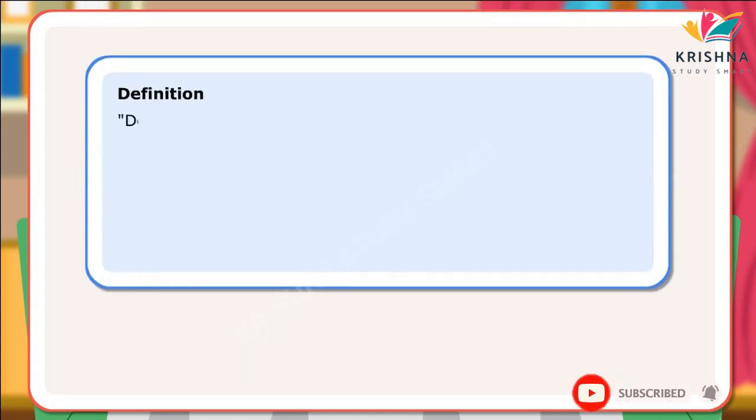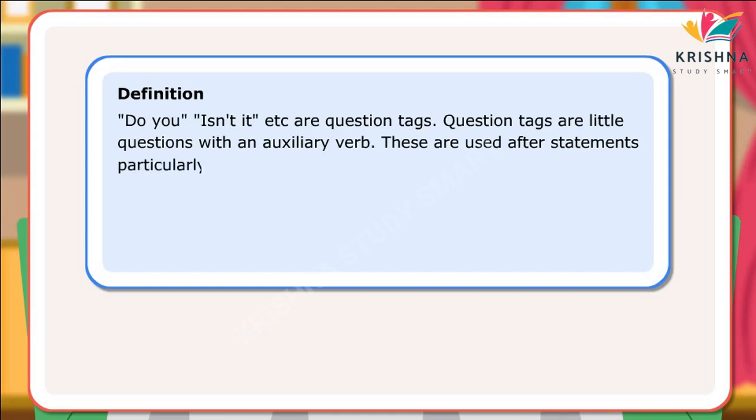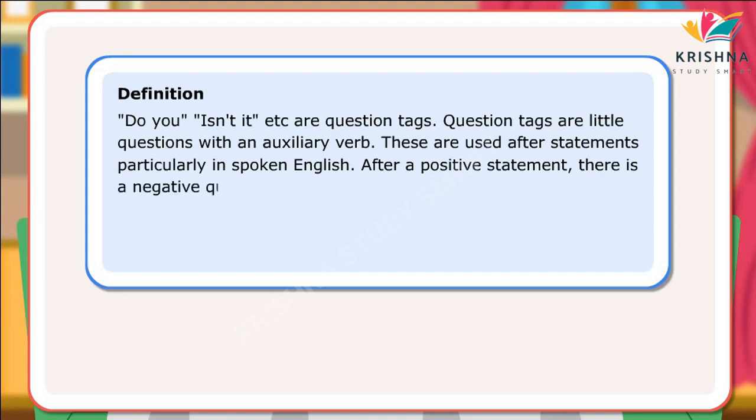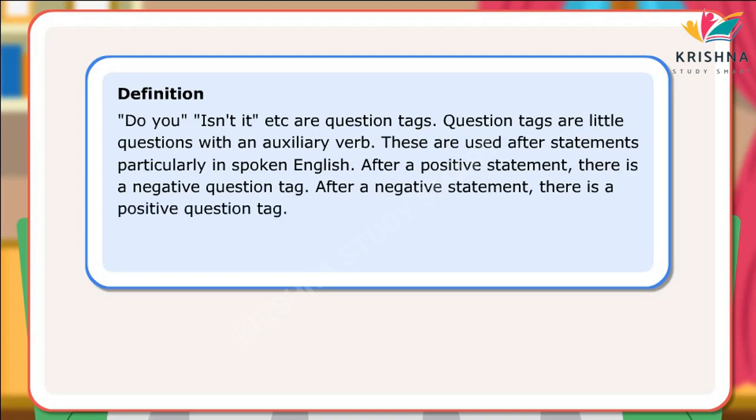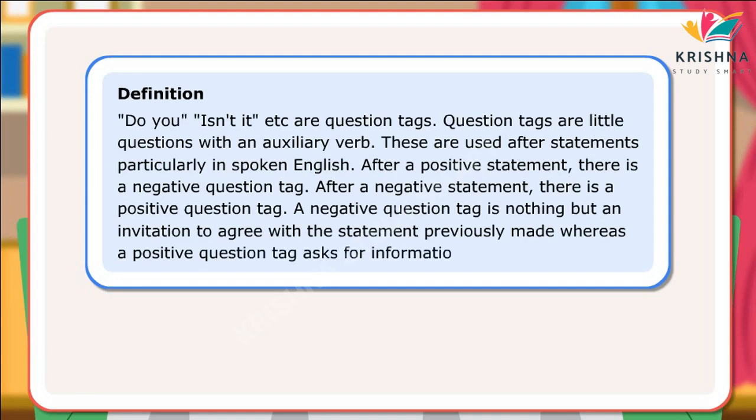Definition. Isn't it, do you, etc. are question tags. Question tags are little questions with an auxiliary verb. These are used after statements, particularly in spoken English. After a positive statement, there is a negative question tag. After a negative statement, there is a positive question tag. A negative question tag is nothing but an invitation to agree with the statement previously made, whereas a positive question tag asks for information.